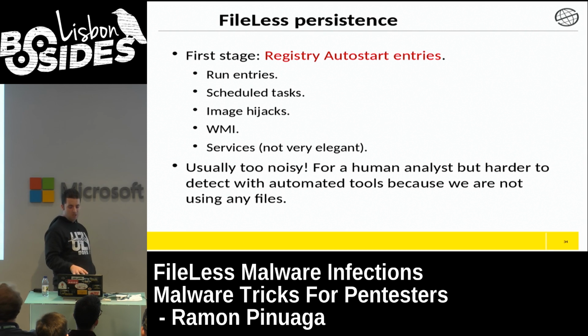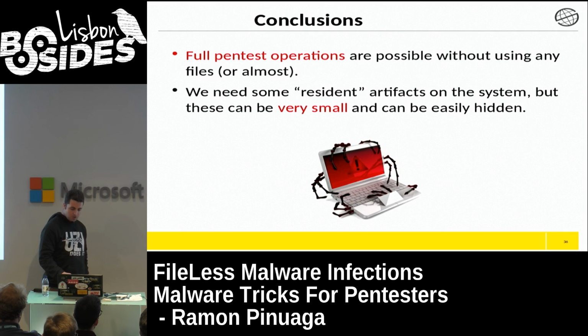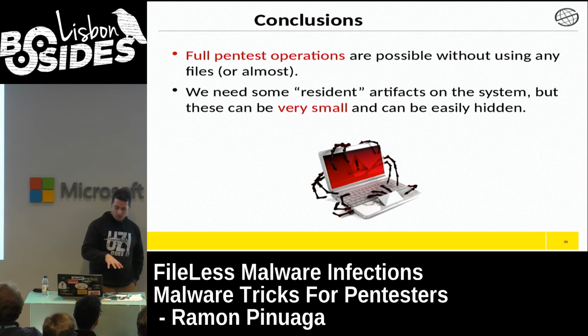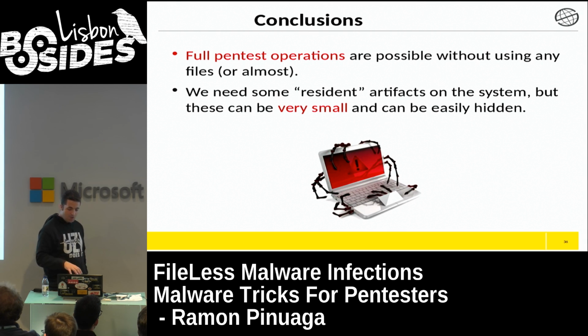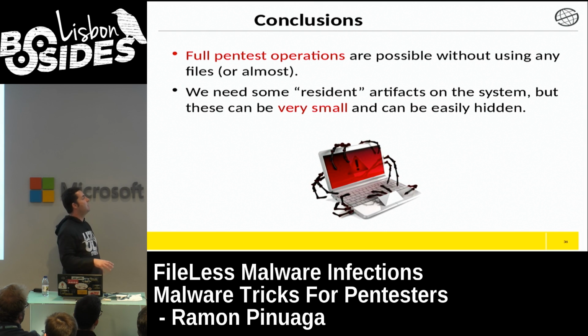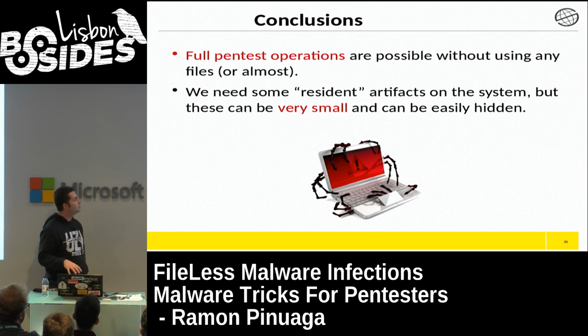Usually, all this kind of persistence is too noisy for a human analyst, but it is very hard for automated tools to detect if we obfuscate the payload or if we use simple code that doesn't contain a malicious action. That way we can achieve persistence without creating many detectable evidences. So, conclusions. We can learn valuable lessons from this malware, and we can carry out a full pentest operation with these techniques without using any files, or almost any file, and leaving very few, or very difficult to detect, small chunks of code for persistence.